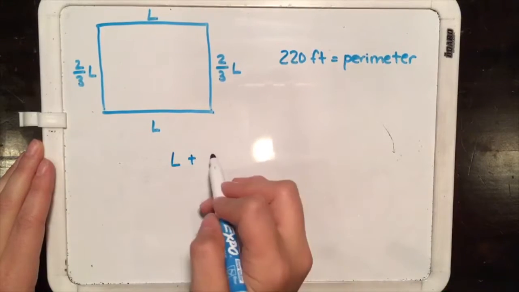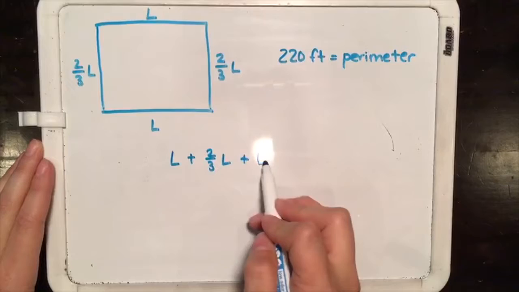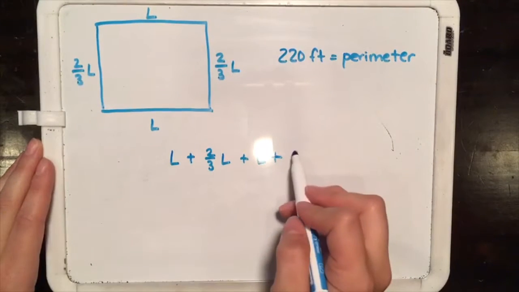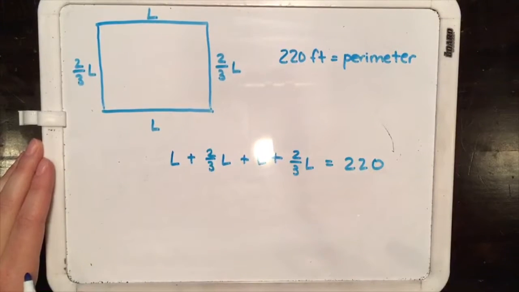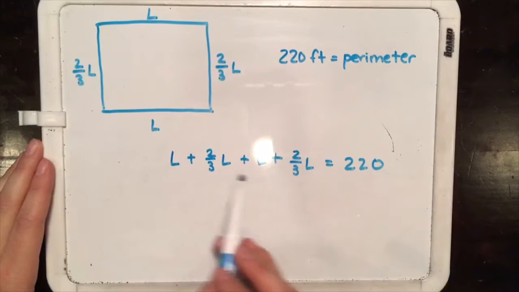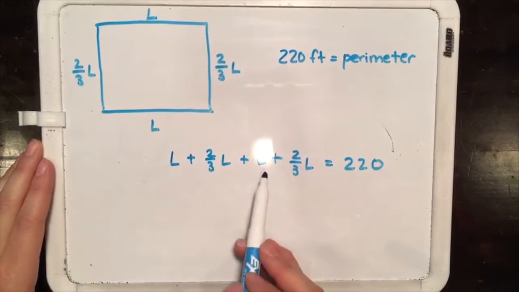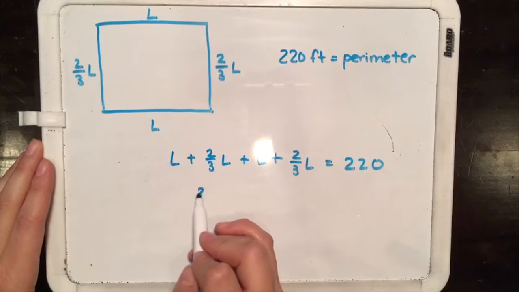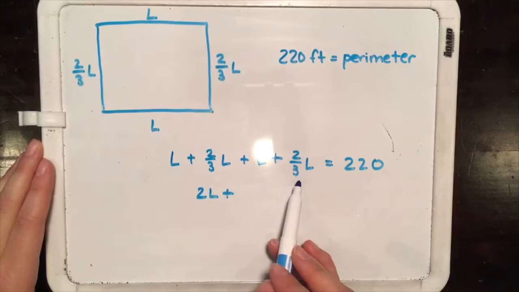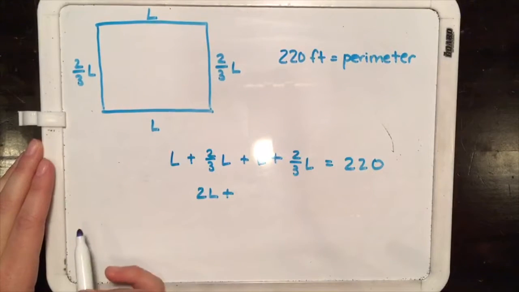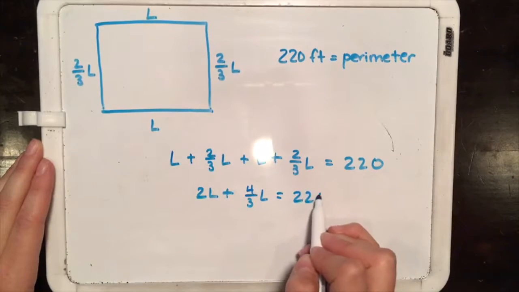We said that the perimeter, 220 feet, is the sum of all four sides. L plus 2/3 L plus our bottom L plus 2/3 L equals 220. Now we have to add up the left side. We have two L's, and then we have two 2/3 L's. If we add the two L's together, 1L plus 1L is 2L. And our 2/3 plus 2/3, when we add these two fractions together, we add the numerator and leave the denominator. So we get 4/3 L equals 220.